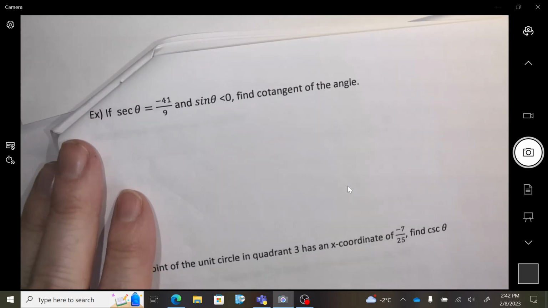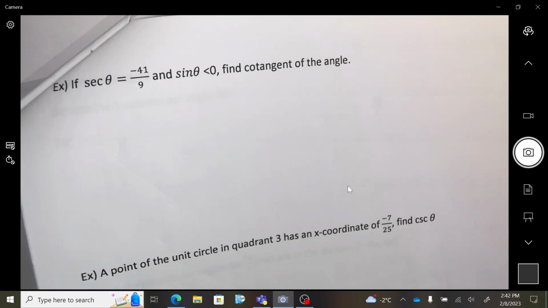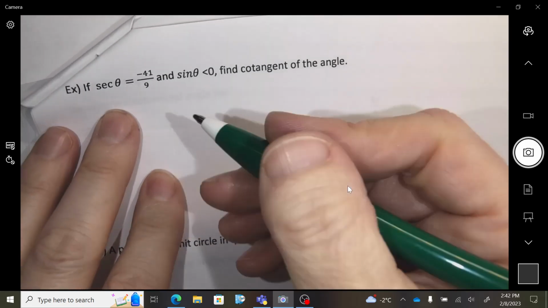This one. Okay, on this one, I don't tell you which quadrant it's in. Shoot. You have to figure it out.